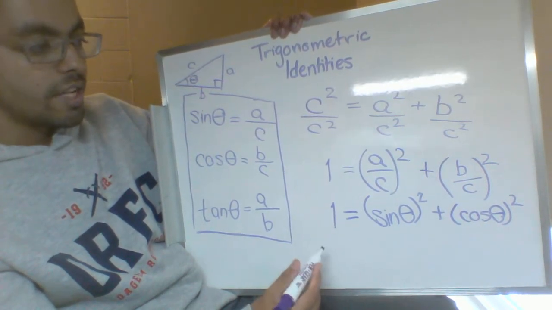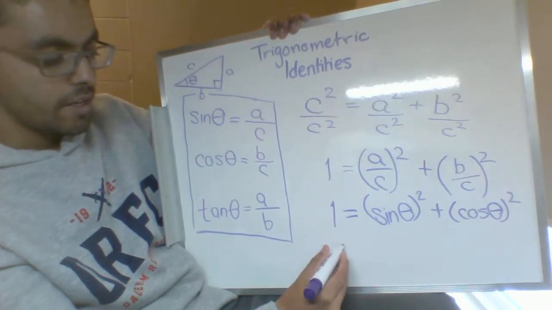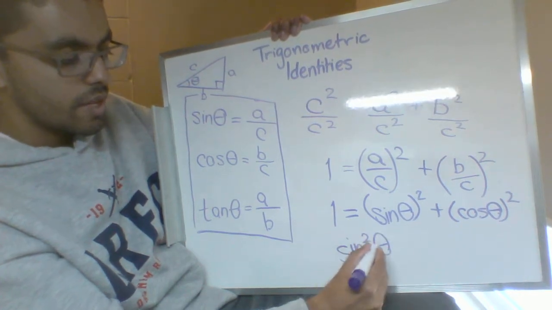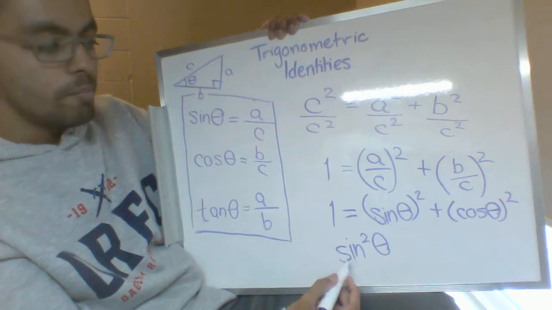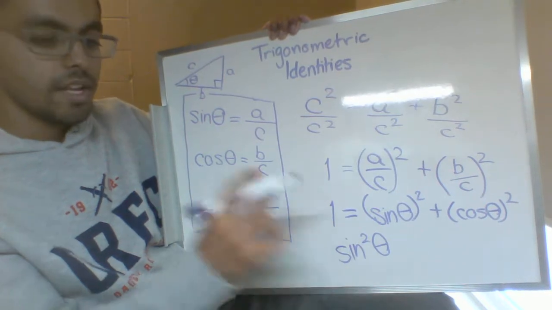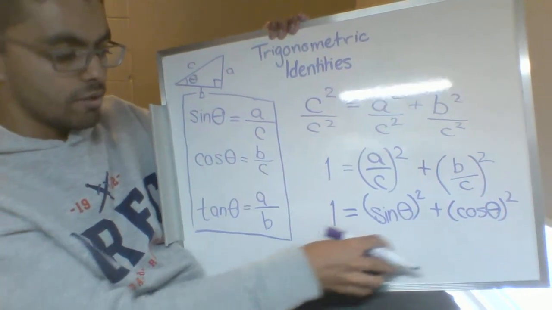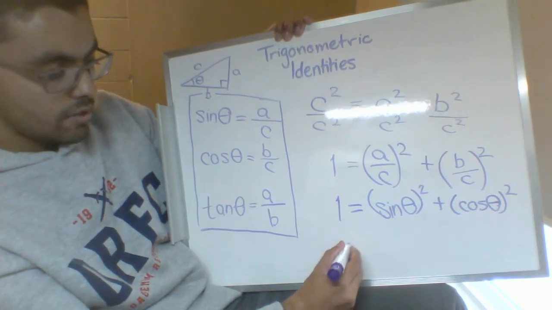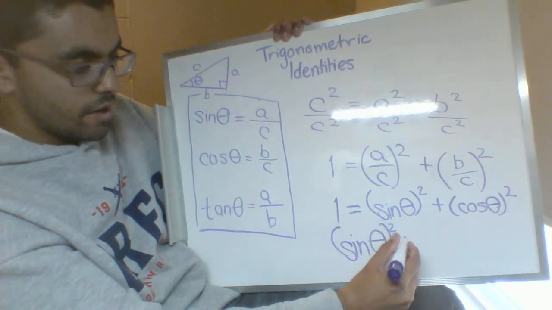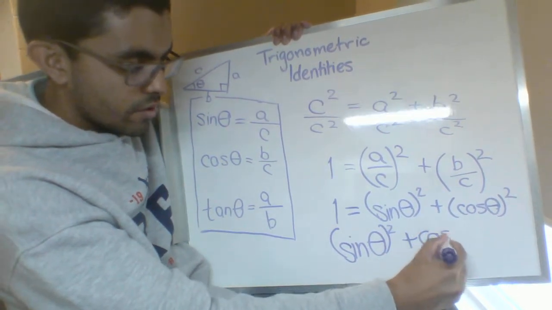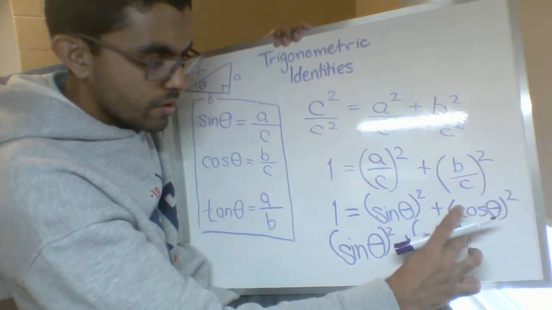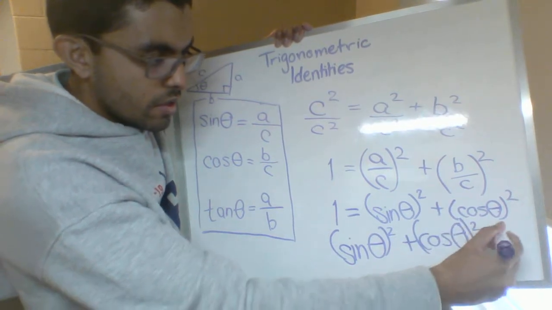And this gives me our first trigonometric identity, which is sine squared theta. This notation means the same thing as sine theta squared, so this means sine theta multiplied by sine theta. I'm going to write it the less confusing way, just so that you don't forget what this means. So sine theta squared plus cosine theta squared equals 1.